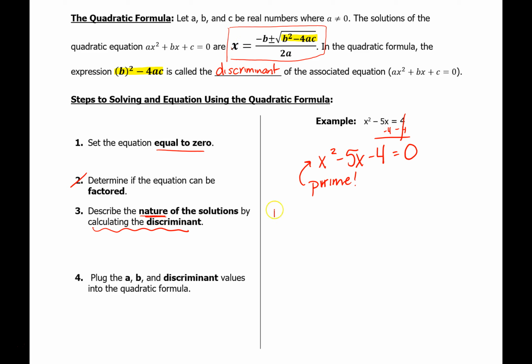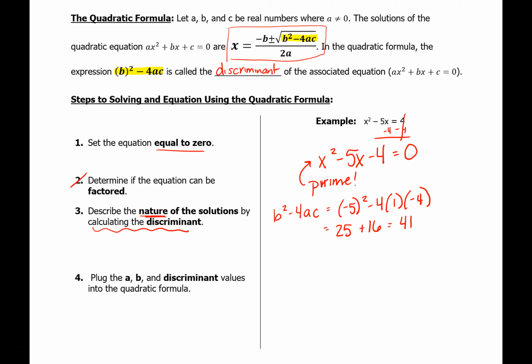So the discriminant is b squared minus 4ac. Remember, I got that from this highlighted part of the quadratic formula. That means b is negative 5, so I'm doing negative 5 squared minus 4 times a, which is 1, times negative 4, which is c. Negative 5 squared is 25, and then negative 4 times negative 4 is positive 16, which means my discriminant is 41.